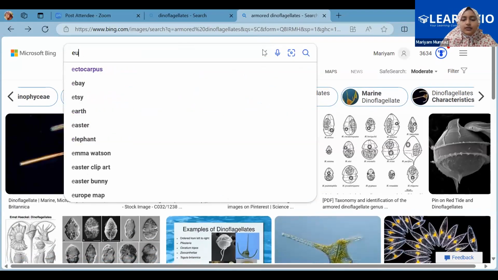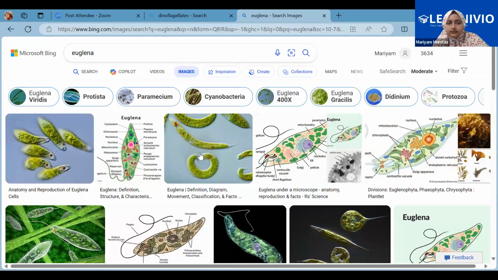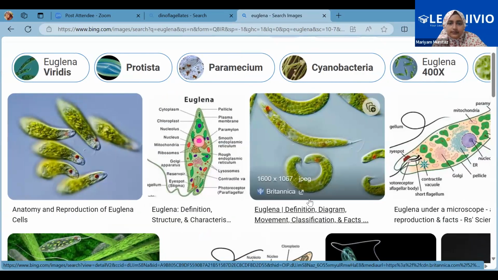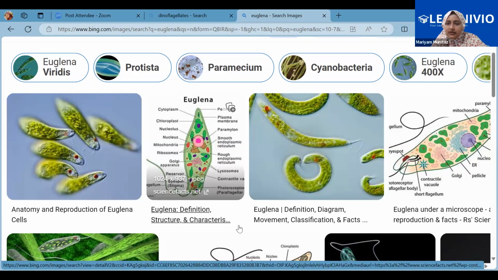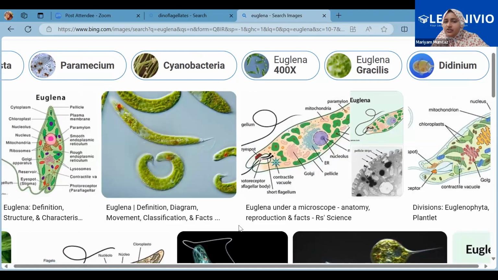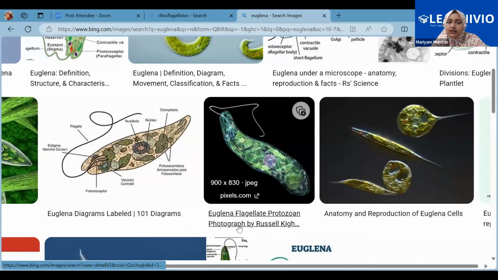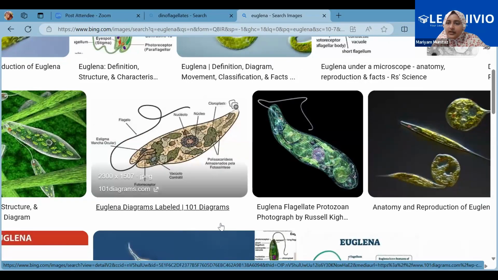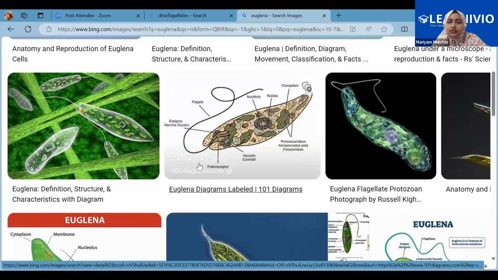Let's see. Euglena. Okay, this also has a flagellum. It can move, so it has flagella. One flagellum is very reduced. It is very short, and the other flagellum is long. It is so short that we can't actually see it. But it has two flagella. Okay, this is a euglena.